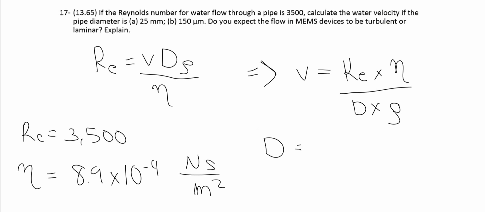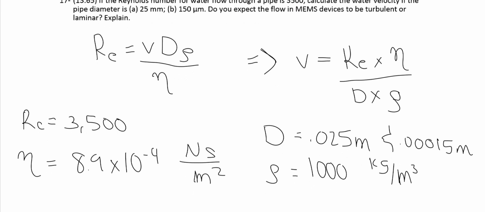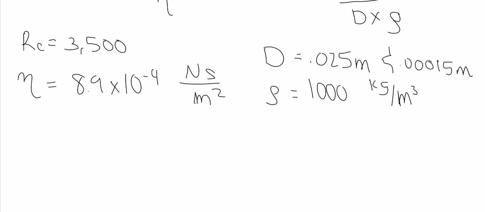Diameter is going to be 0.025 meter and 0.00015 meter. We're just converting from millimeter and micrometer to meter. And finally, the density of water is 1,000 kg per meter cubed. Now that we have everything identified, we can just plug and chug and find our two velocities. So in doing so, let's go ahead and work this out.